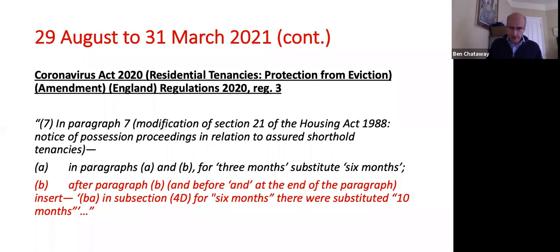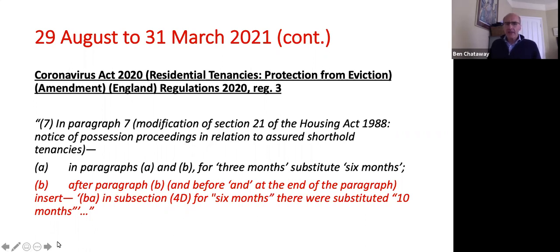And then also it changed the lifespan of the notice from 6 months to 10 months for obvious reasons, because otherwise it would be impossible for landlords to serve a Section 21 notice if they had to wait 6 months and the notice ran out after 6 months. So they had to extend it to preserve that 4-month window.